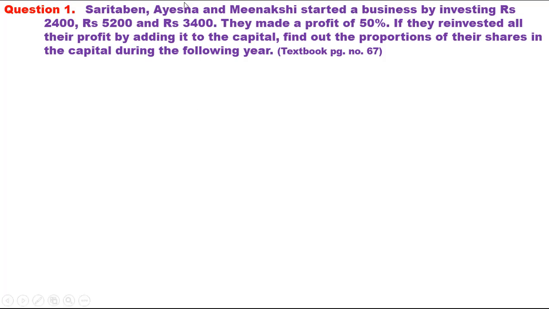Question 1. Sarita Ben, Aisha and Meenakshi started a business by investing rupees 2,400, 5,200 and 3,400. They made a profit of 50%. If they invested all their profit by adding it to the capital, find out the proportion of their shares in the capital during the following year.